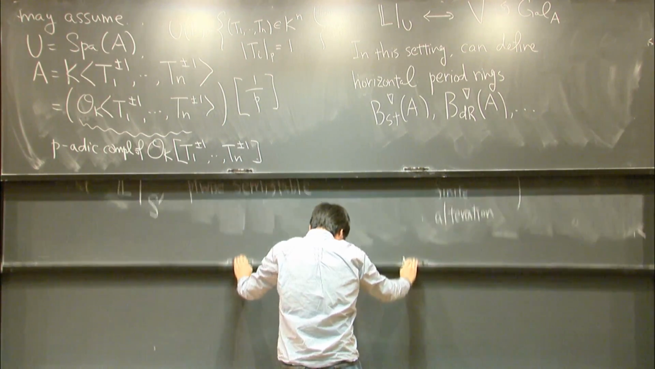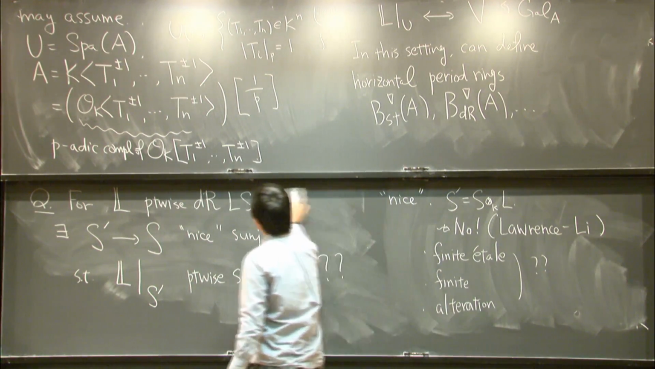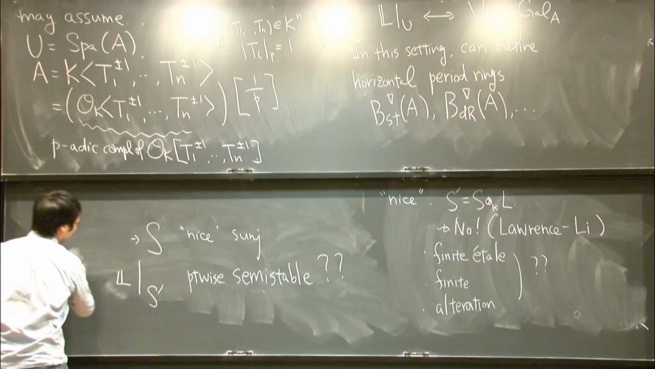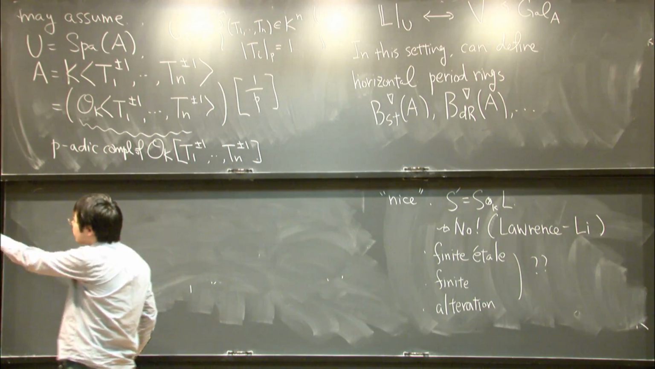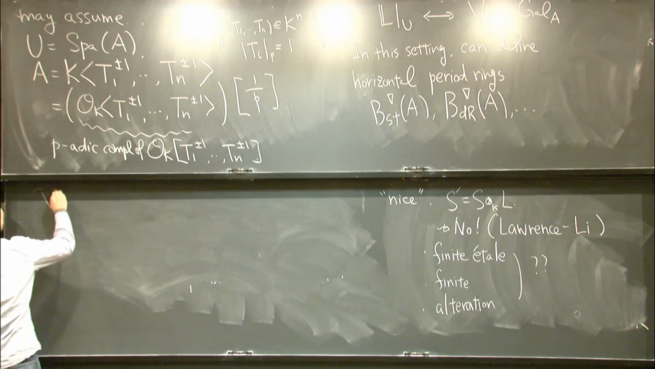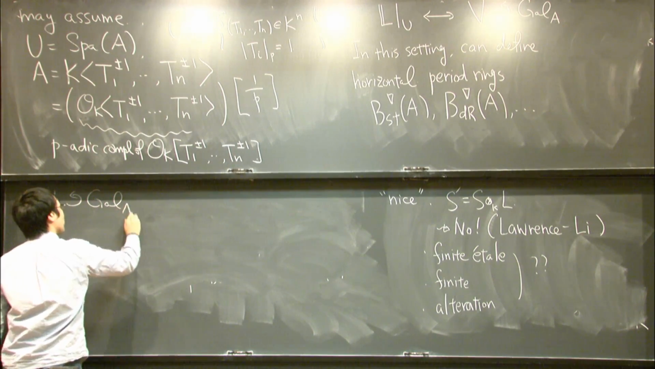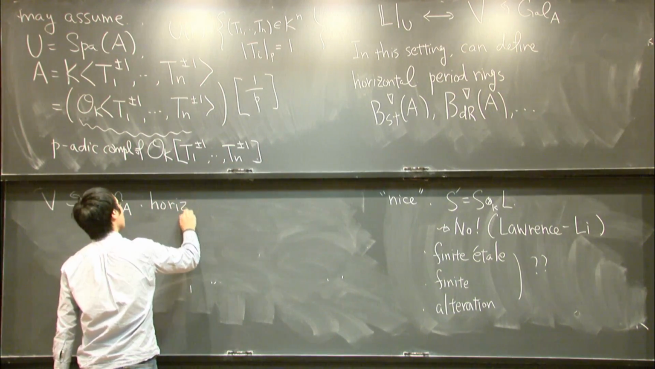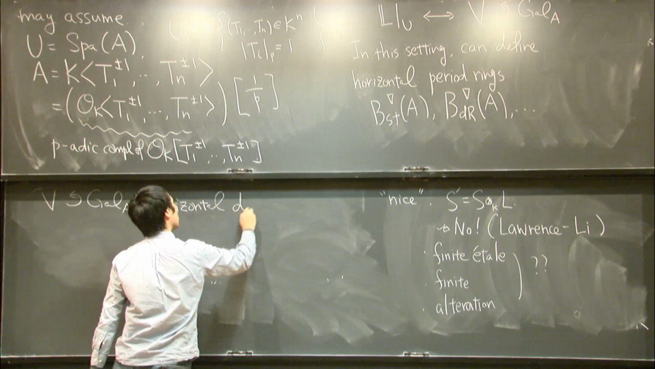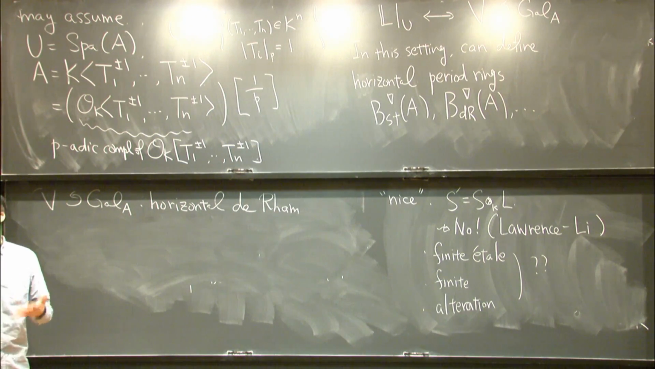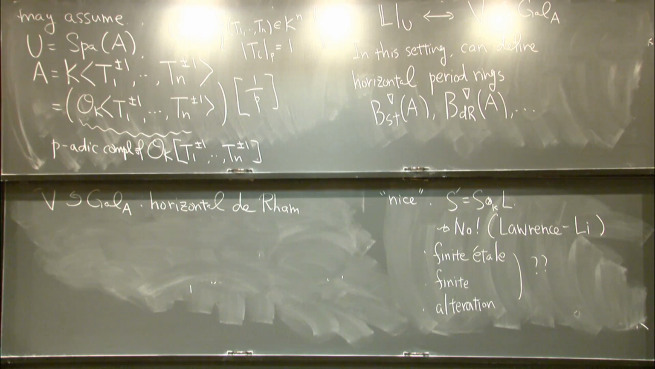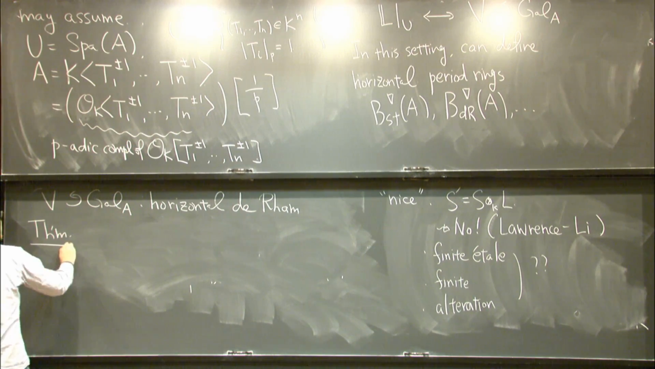Namely, in this case, since my initial de Rham local system is horizontal over U, as a consequence, this representation is horizontally de Rham. And then at this point, we need to just work on p-adic Hodge theory for rings, I mean, extending the work on p-adic Hodge theory for fields. Then essentially the theorem becomes the following one.